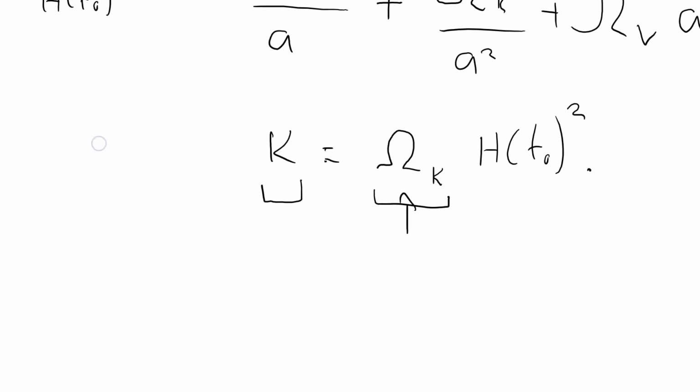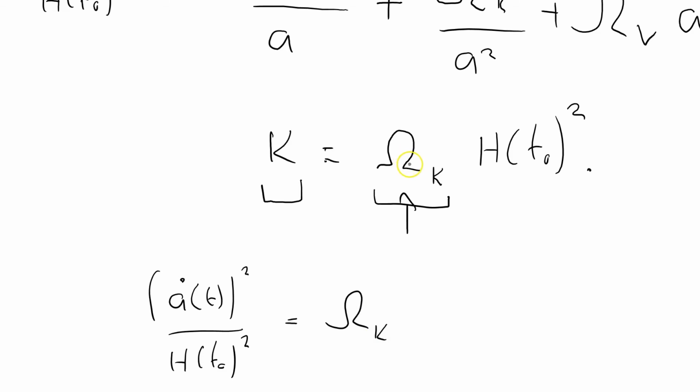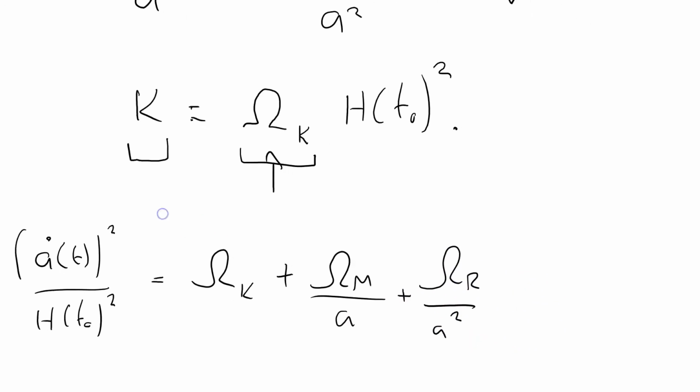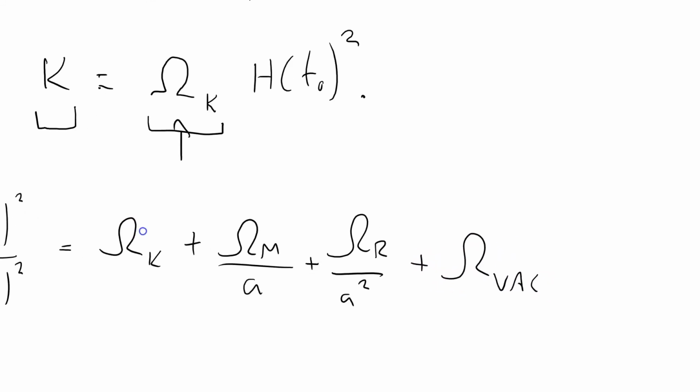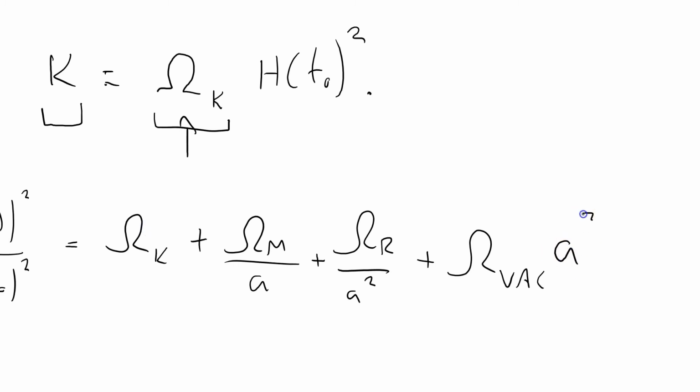Okay, so I'll rewrite the whole of that equation, and now we have ȧ(t) squared over the Hubble constant evaluated now squared equals Ω_k, which is this term here, plus Ω_m for matter over a, plus Ω for radiation over a squared, plus an Ω for the vacuum times a squared.